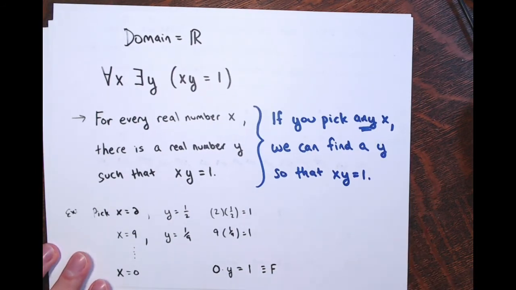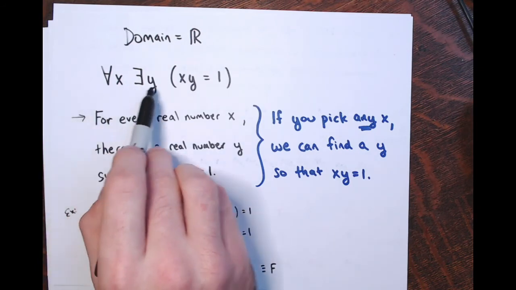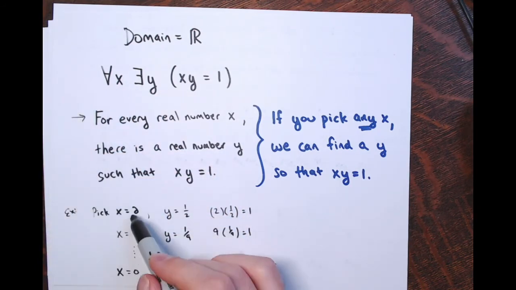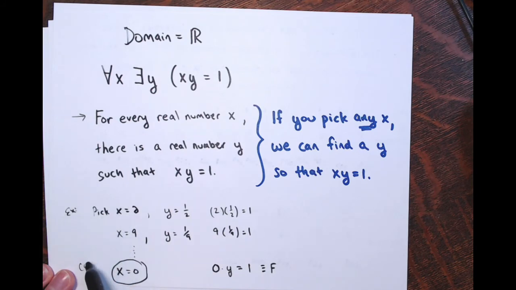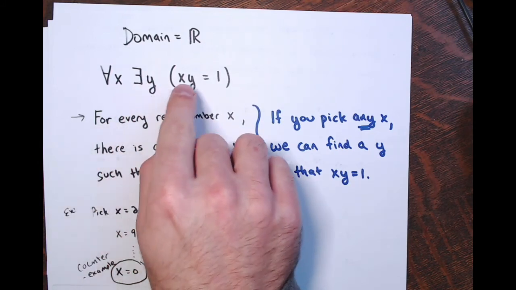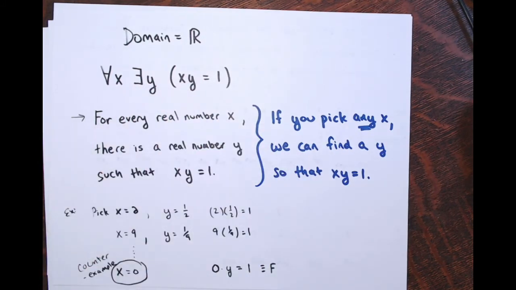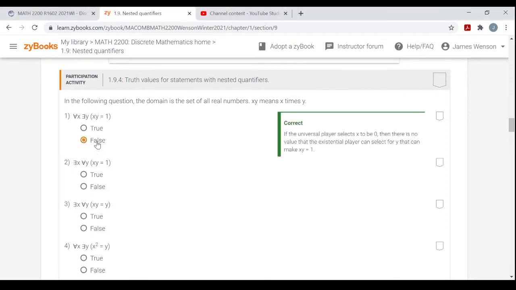Basically 0 doesn't have a number you can multiply it by to make 1. But this is a universal statement. This has to be true for every real number. I started practicing, I looked at some examples, and I found a counterexample to this statement. The number 0 does not satisfy this. That's a real number for which I can't find a y such that x times y equals 1. So that is a false statement because of 0.